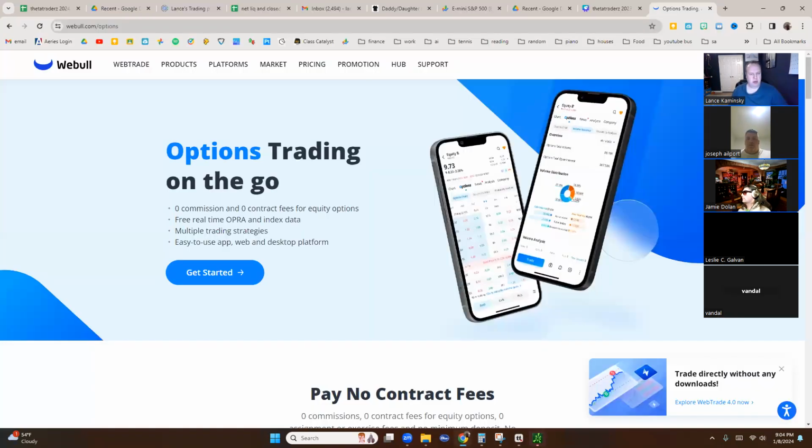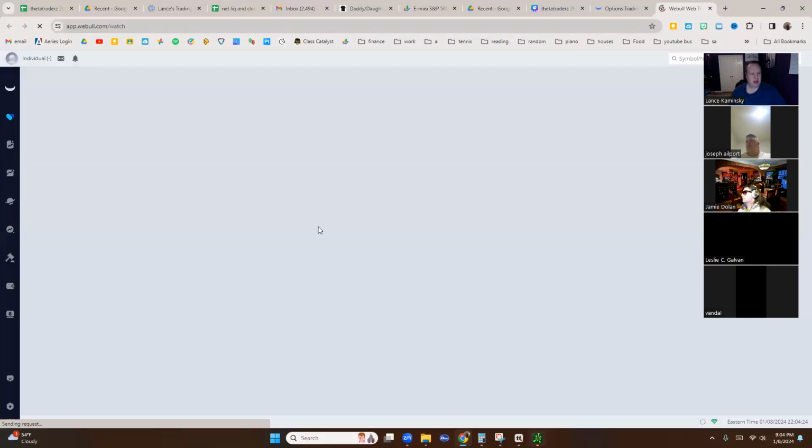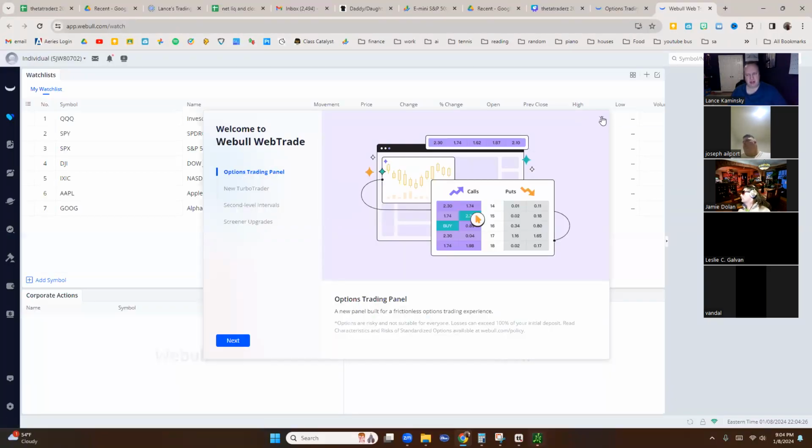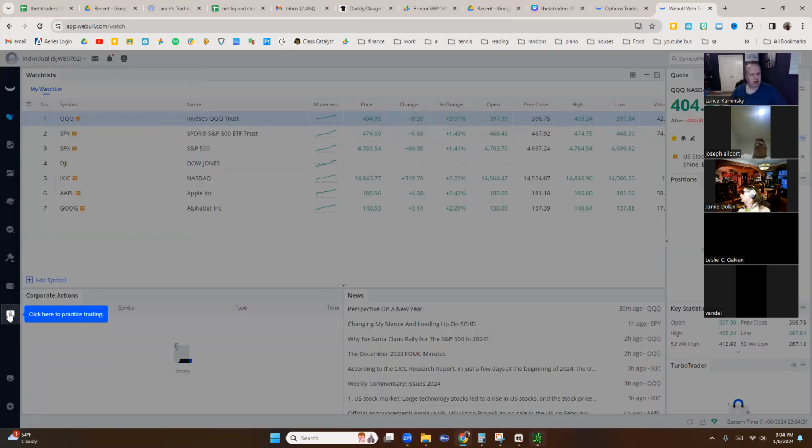I might as well show you it on Webull as well. We're just going to find the expiration date for the 216. And then on the left side of the screen are the calls. On the right side of the screen are the puts. Pretty much every broker I know does that.